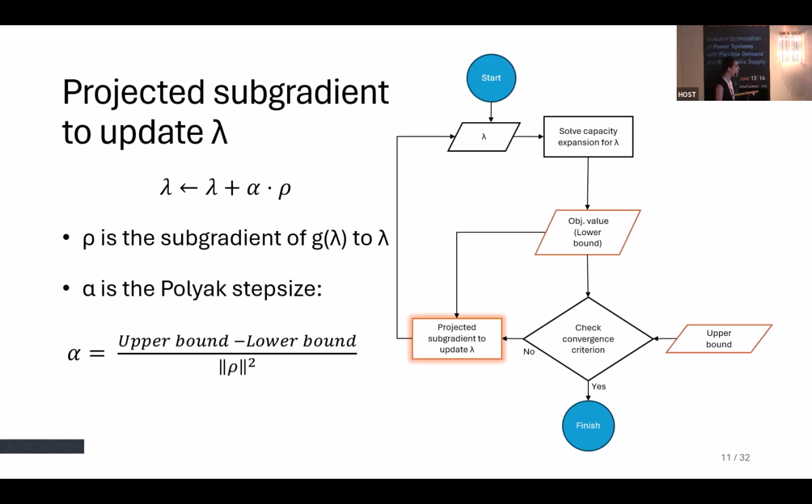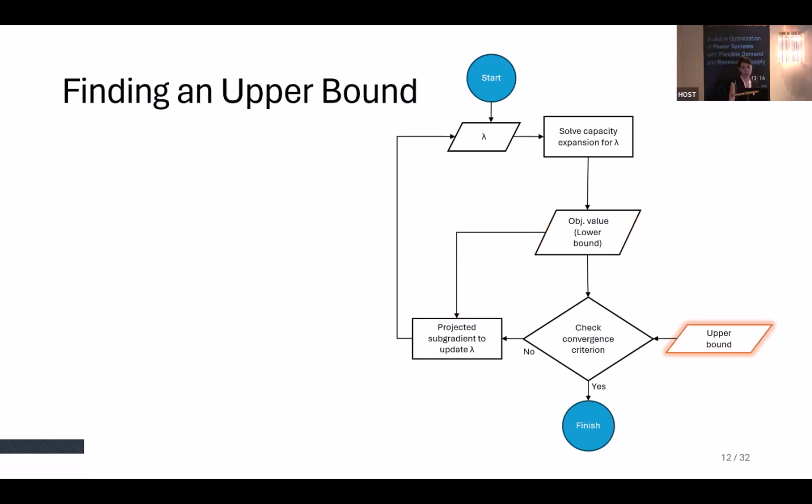This is how we work. As I said, ideally this would be the optimal, the actual one, but of course we don't know that, so we have to get a very good estimation of what our upper bound is. So let's see how we deal with this: how to find an upper bound.